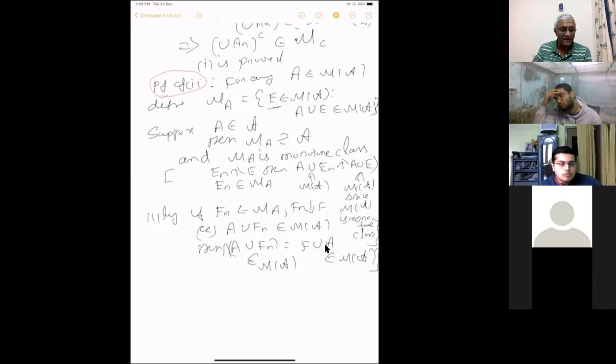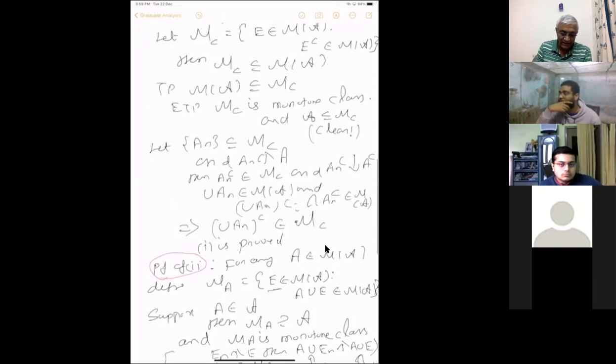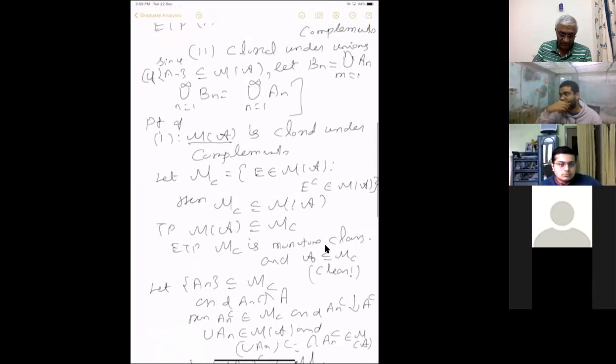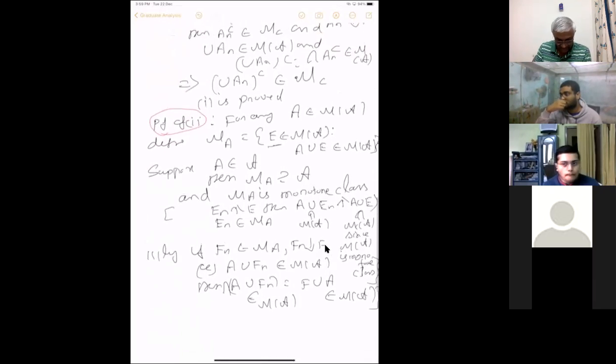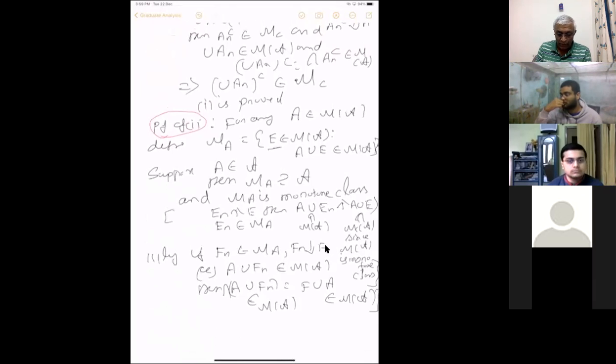We want to prove 2: it's closed under union. To prove that, we are first defining this M subscript A like this. Then we want to prove that this M subscript A is nothing but equal to this M of A. Once we prove that, there is one more step to prove that whatever is closed under union is exactly that. That's what we want to prove later. So the first step is to prove this.